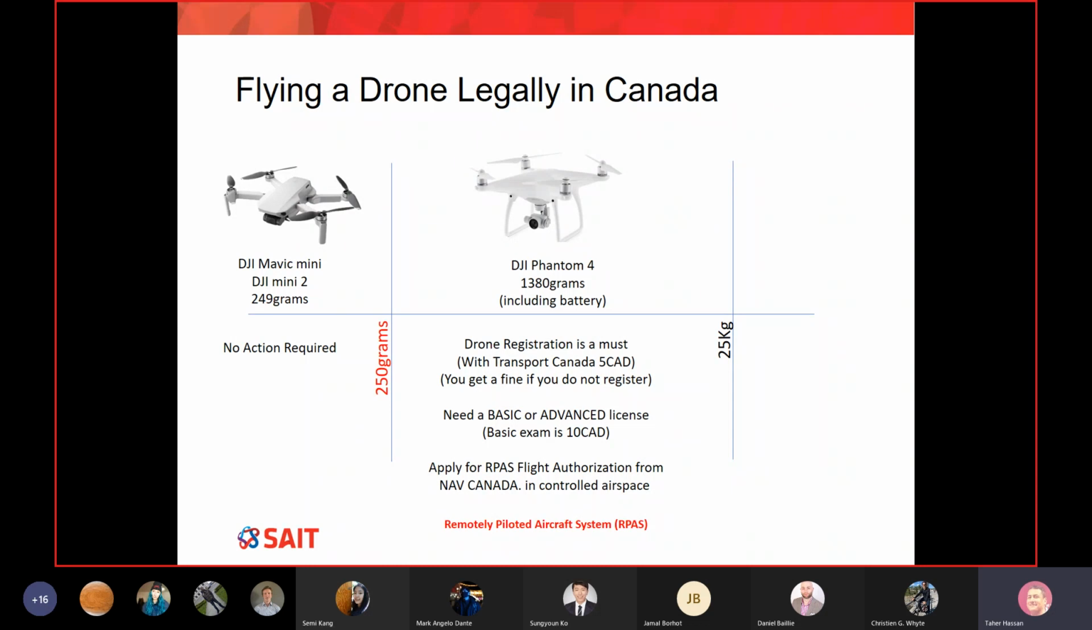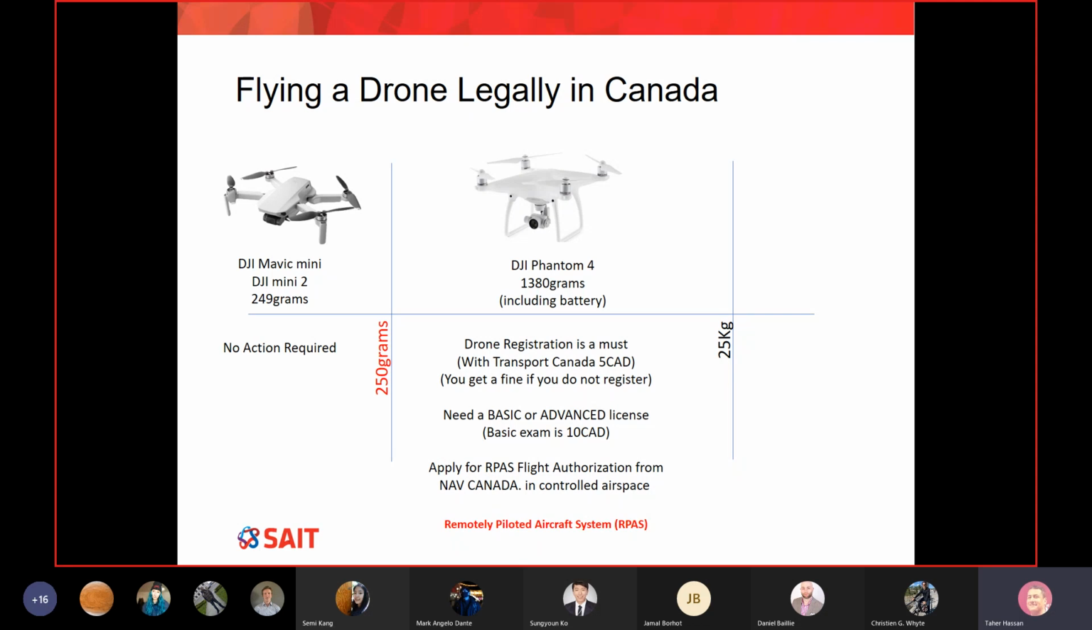Okay. Now, before we show you what basic operation means, let me mention something: if you use your drone in air controlled airspace, then you need a special authorization for that. You obtain the special authorization by submitting an application to something called NAV Canada.